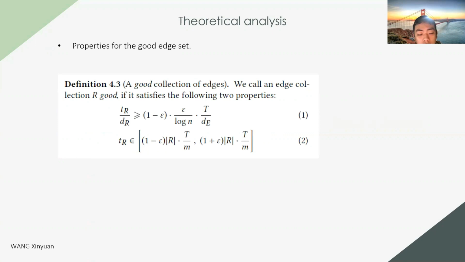Next is a definition of the good set, which we mentioned before, and it will be used later. If an edge collection has these two properties, the set will be called good.